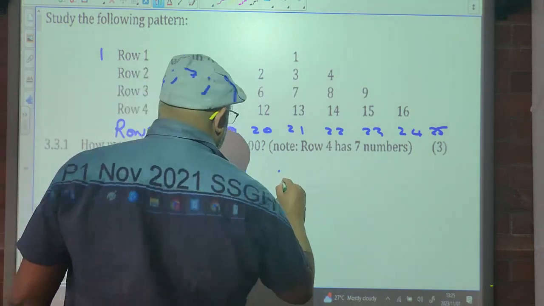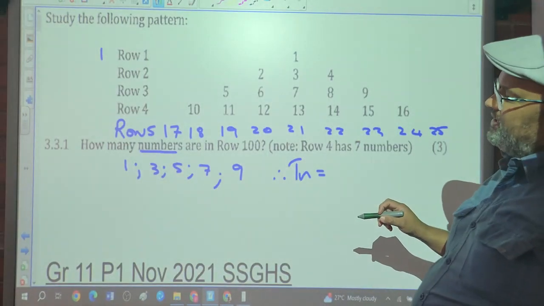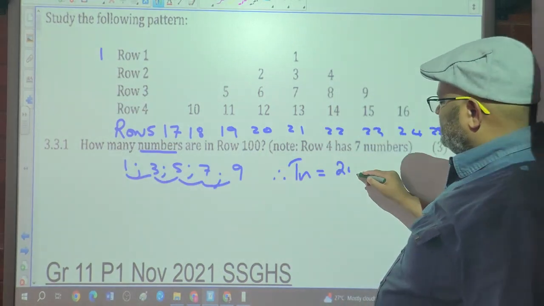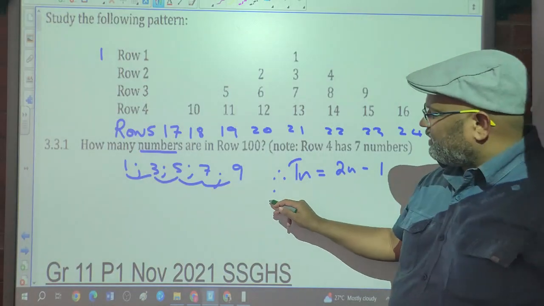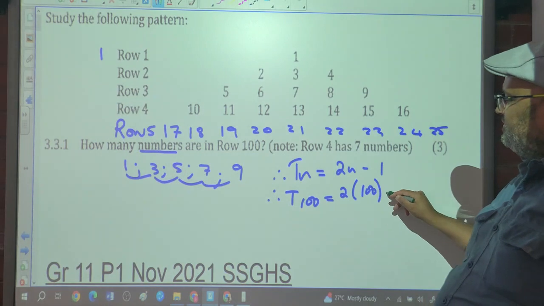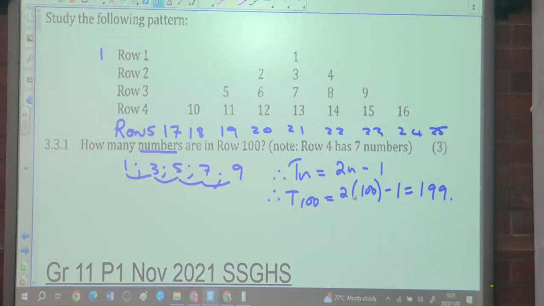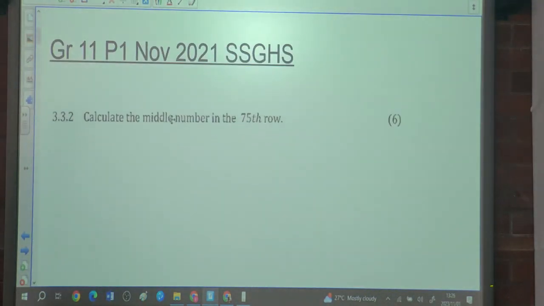So my general term here would be Tn is equal to a plus (n minus 1)d. So I'm adding 2 all the time, not so? So it's going to be 2n minus 1. Okay. So therefore row 100, it's going to be T100 is equal to 2 times 100 minus 1. They give you an answer 199. Okay. Is that correct? Right?